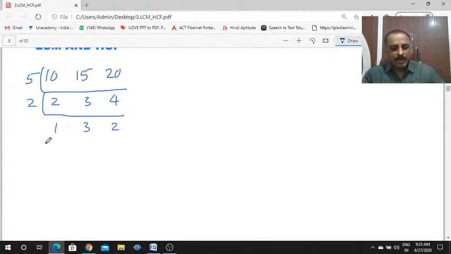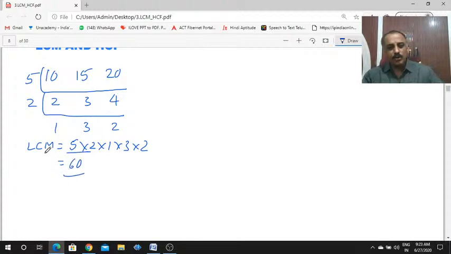Then, Govardhan, 5 is the HCF, but I am asking for the LCM. So its LCM is equal to 1 3 2. There is no common factor for these three numbers except 1. So its LCM is equal to 5 into 2 into 1 into 3 into 2. 5 twos are 10, 10 threes are 30, 30 twos are 60. It is equal to 60.